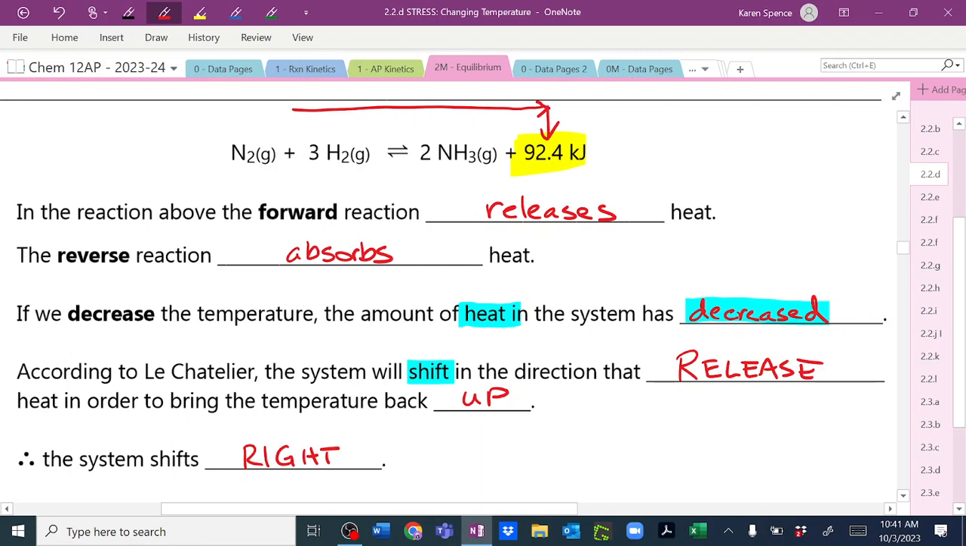You could also explain it in terms of rates. I would like you to do that just verbally to your partner right now. Explain that same shift upon the decrease of temperature in terms of rates.